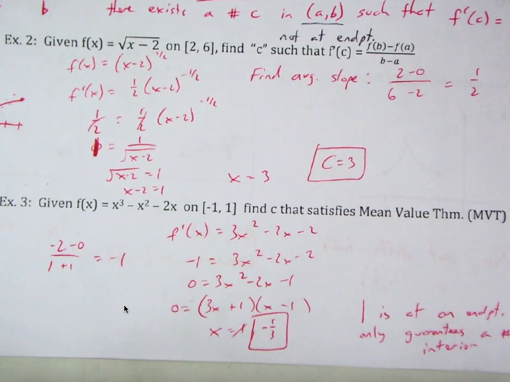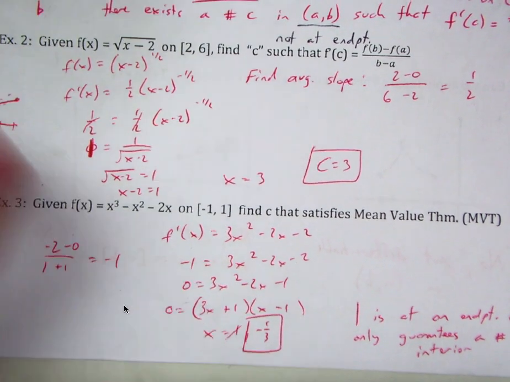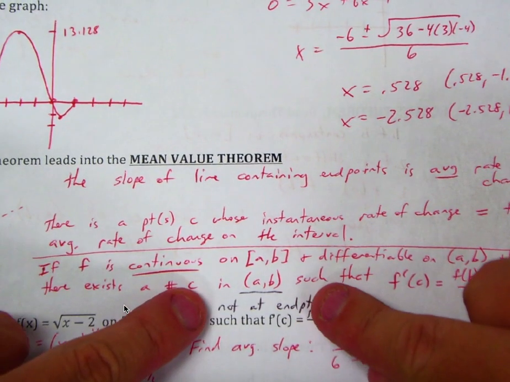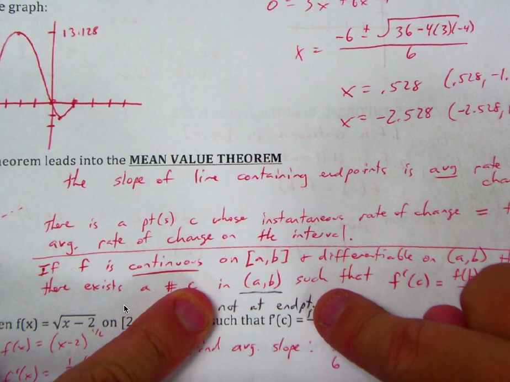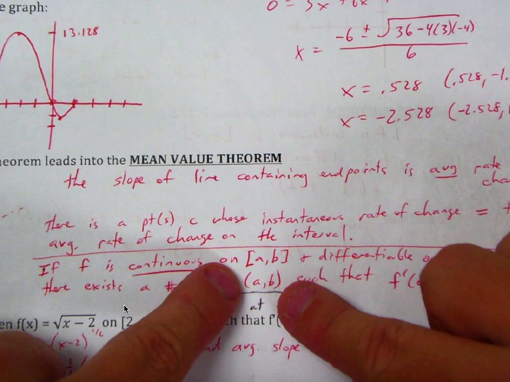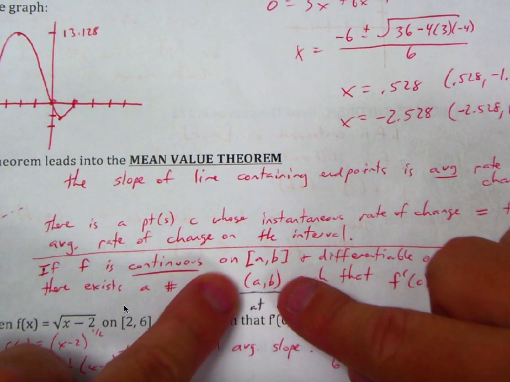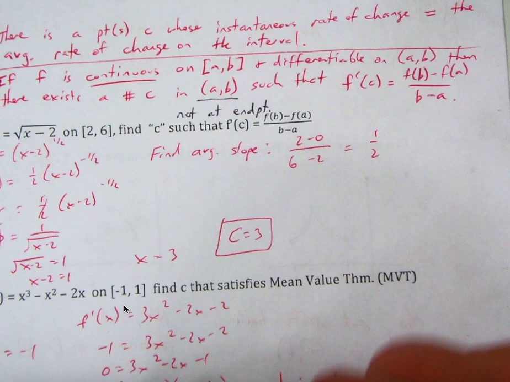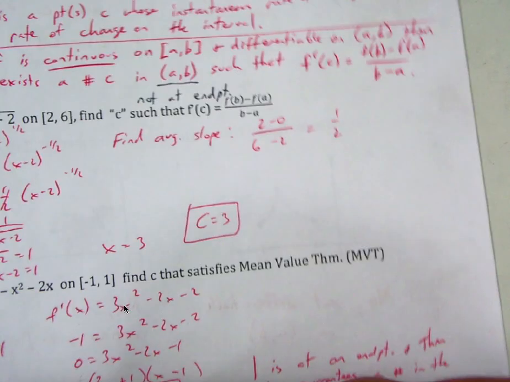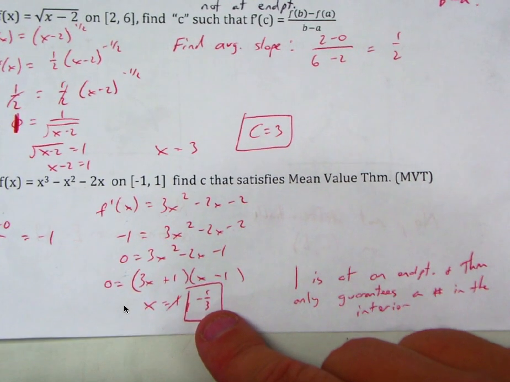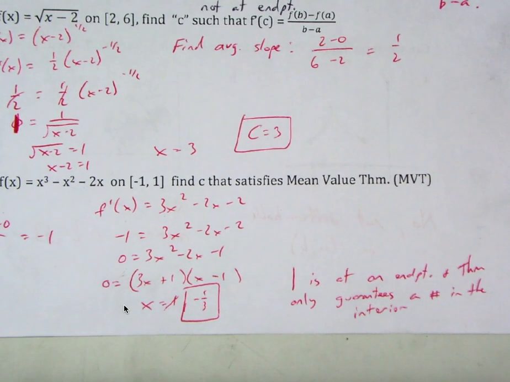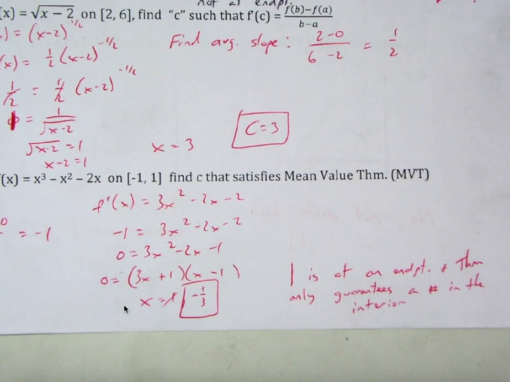And you might be tempted to put both those answers. However, right here, I said not at an endpoint. We need values that are in the interior of the interval, not at an endpoint. So since 1 is at an endpoint, we aren't going to include 1, just -1/3. Just little things to think about. I bet that tricked some of you.